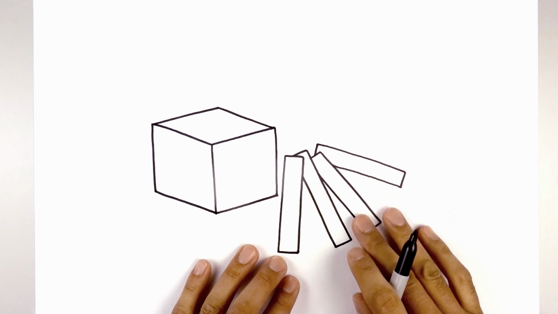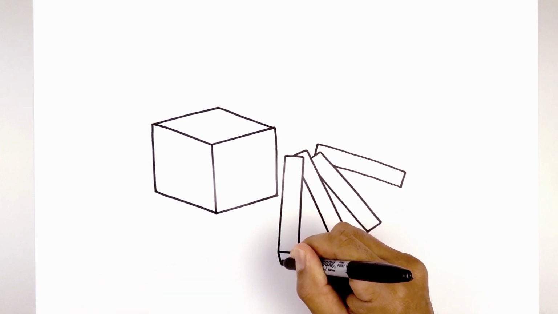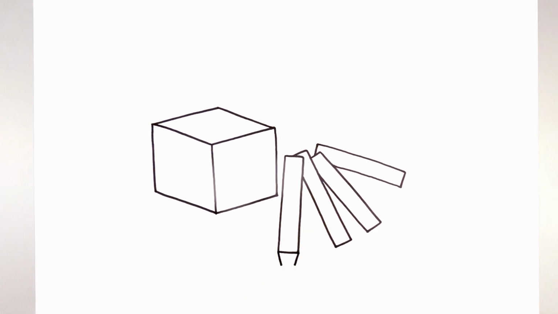Now let's add some shape to these legs. From the bottom corners, starting on the left, we're going to angle down and in. And on the right side, we're going to come down and in. And then we'll close off the bottom with a straight line.